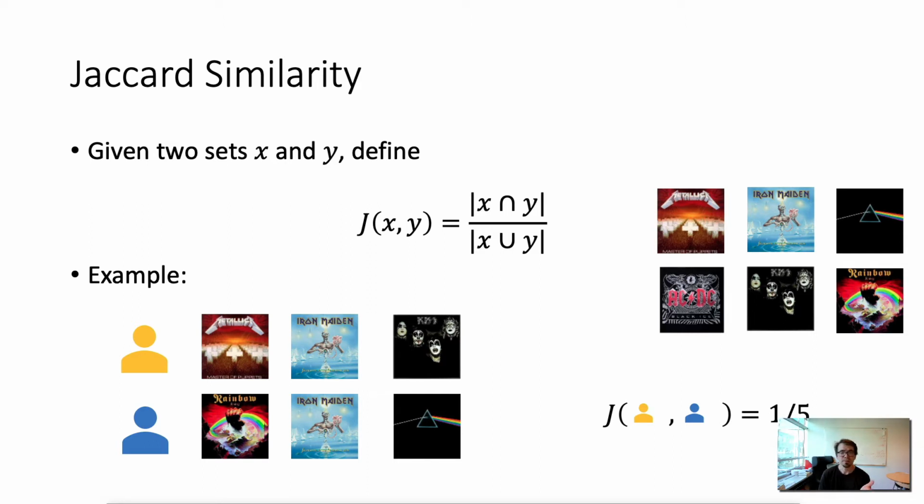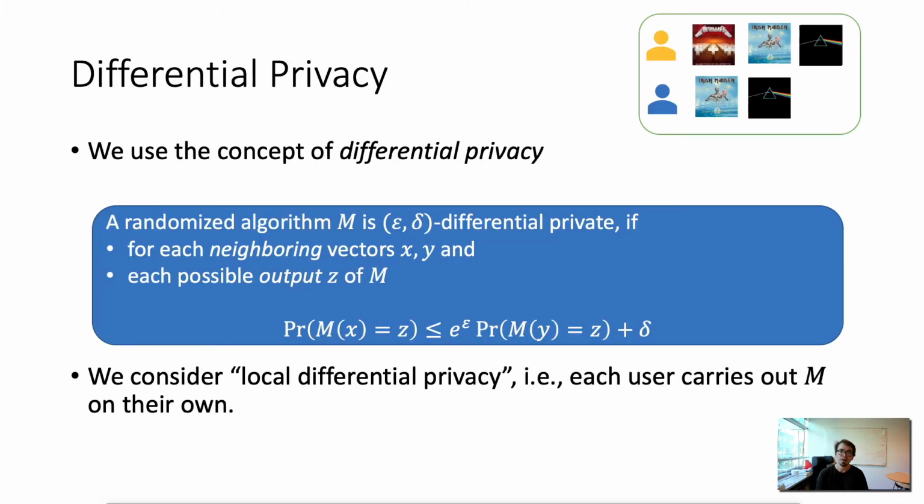Users want somebody to be able to make these estimates, but they want this to be done in a private way. Our notion of privacy here is called differential privacy. It's a mathematical notion of privacy. Let's maybe dive into some examples.